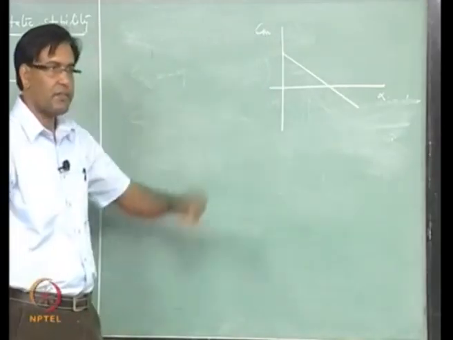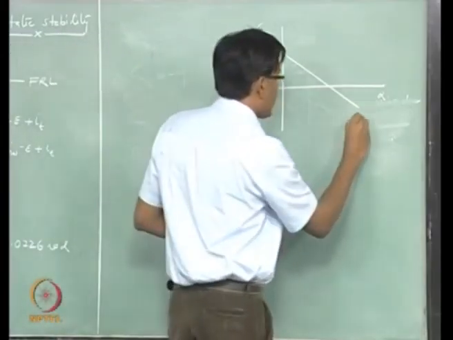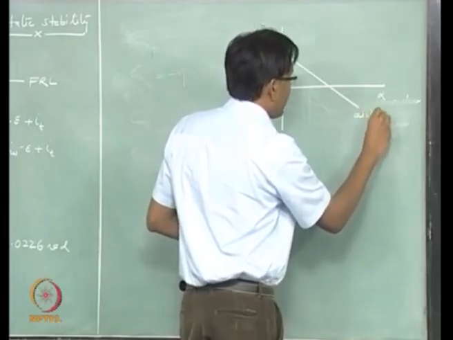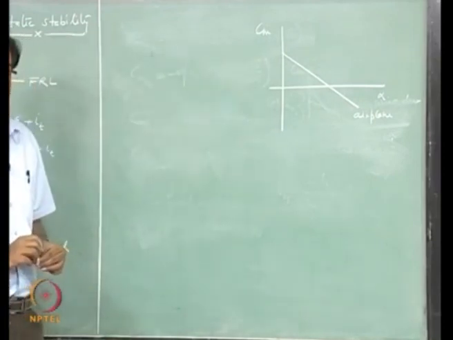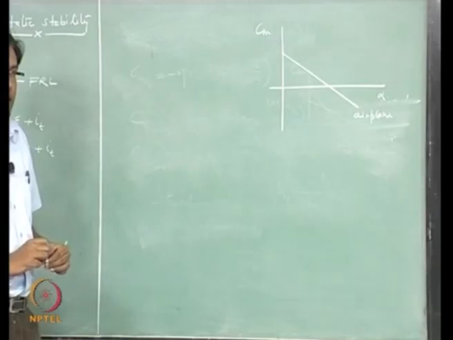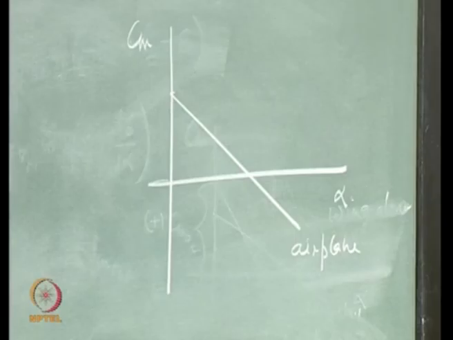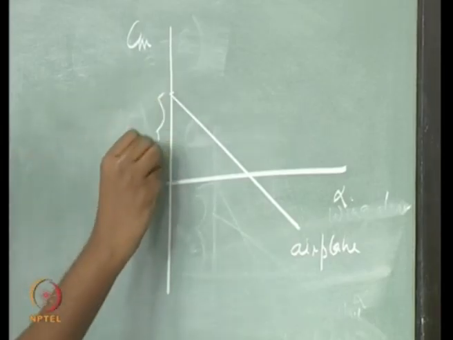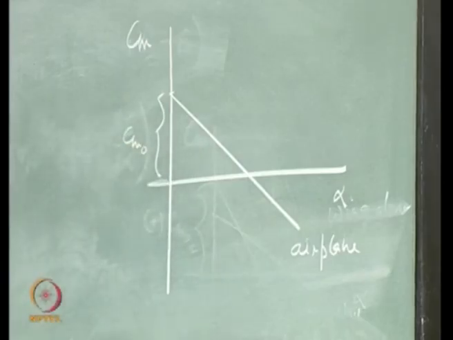Let us say this is the C_m versus alpha curve for your airplane, right. Will this curve depend upon something? How will the slope change?